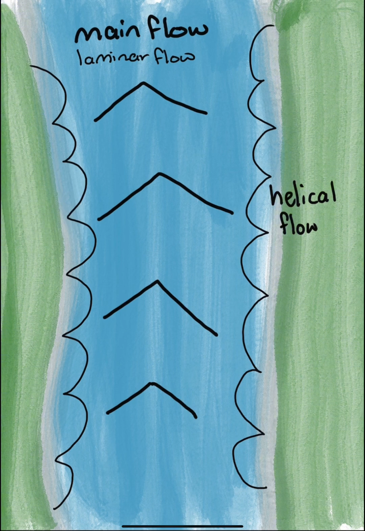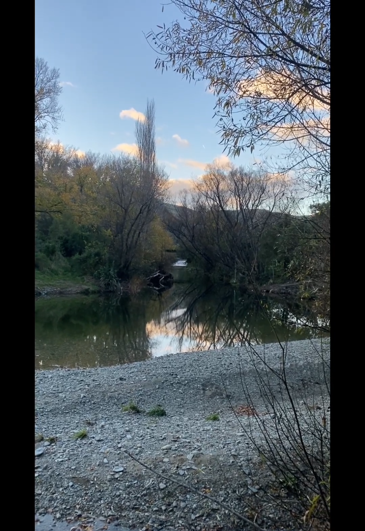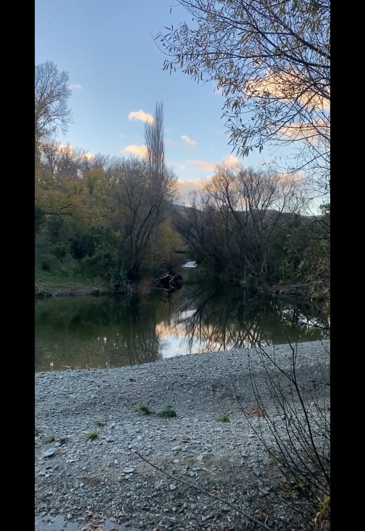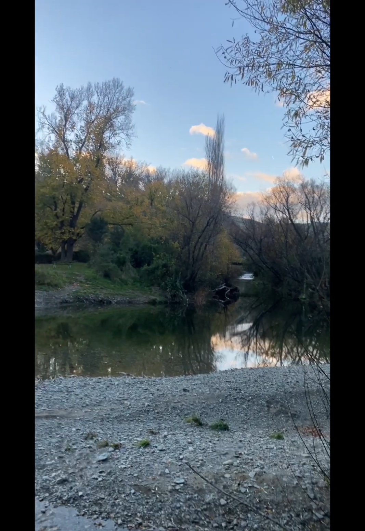This is a basic rendition of a flat water section. The main flow, also called the laminar flow, is in the middle, indicated by arrows, and the helical flow is on the side. The water on the side experiences friction from the riverbanks, so it is slower, while the laminar flow is faster. One key thing to know is water wants to be fast, so knowing this, where will most of the water flow here be? It will be in the middle.